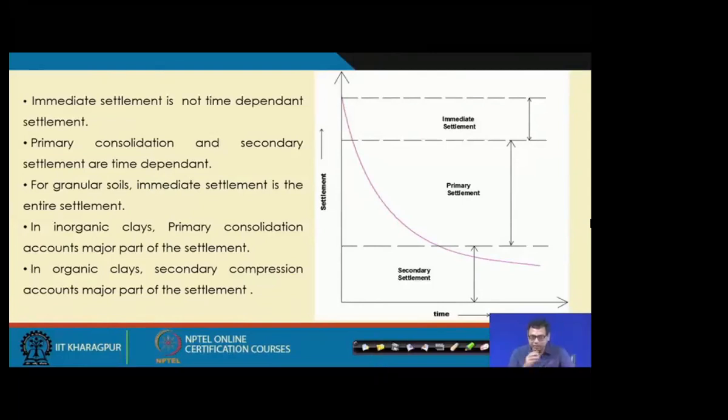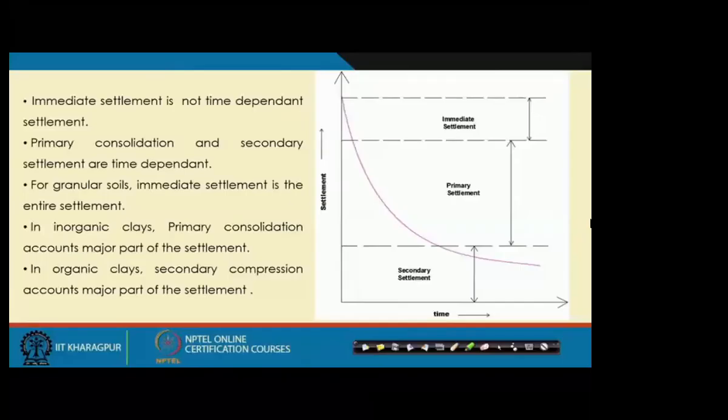Now for granular soil, the immediate settlement is the entire settlement, because the other two settlements are negligible, as most of the settlement will occur immediately. But for inorganic clay, the primary consolidation accounts for the major part of the settlement, and for organic clay, secondary compression accounts for the major part of the settlement. So for organic clay the third part will be the major one, but for inorganic clay, primary consolidation will take the major part. But the short term settlement for clay soil is also negligible compared to the long term settlement.